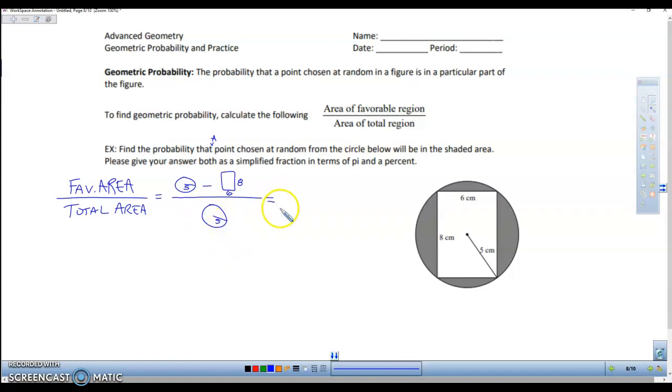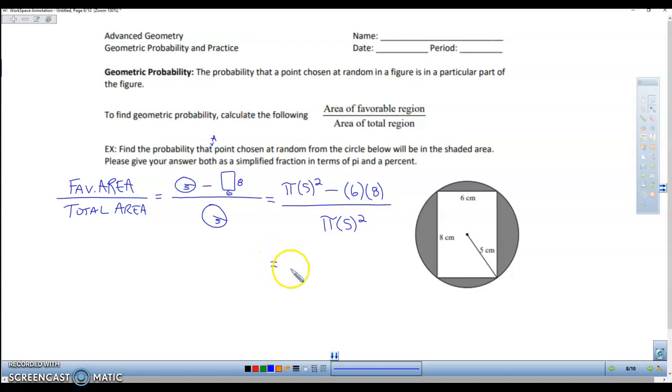So the area of a circle is pi r squared. So I do pi times 5 squared minus the area of a rectangle, which is base times height, in this case 6 times 8. So that numerator in my fraction represents the area of the shaded region: the area of the circle minus the area of the rectangle. And the denominator of my fraction for probability will be the area of the entire region, which in this case is the circle. So that's what I need to crunch, and that will give me the probability.